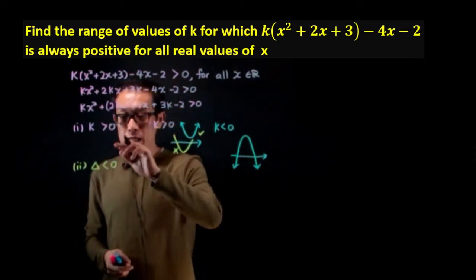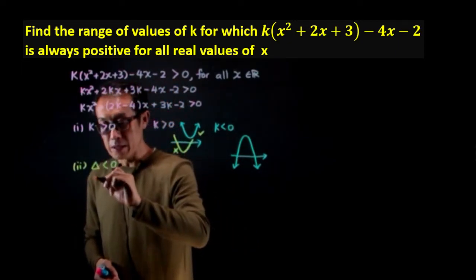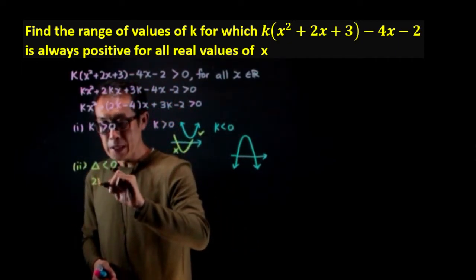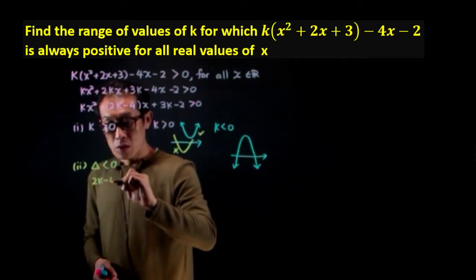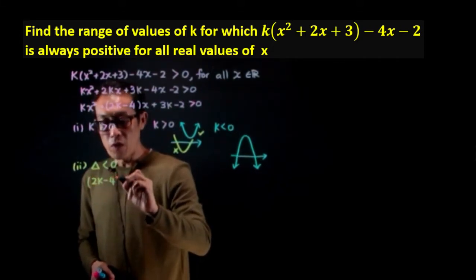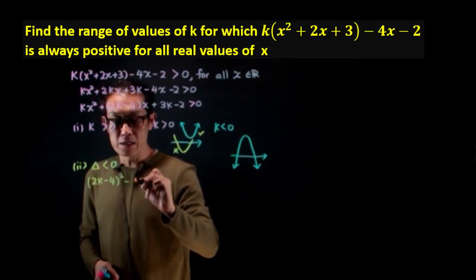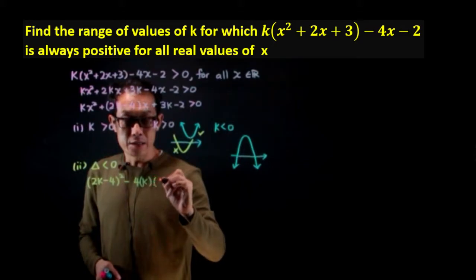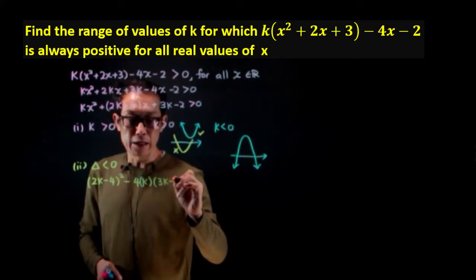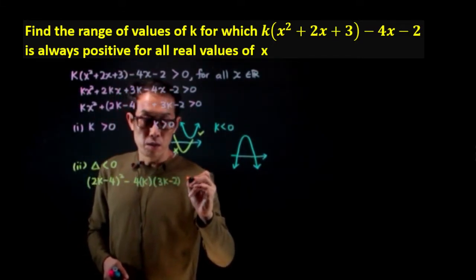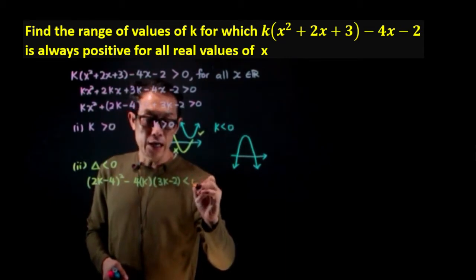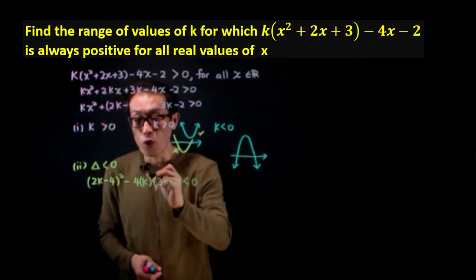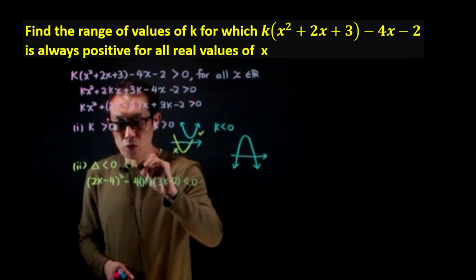So, let's work out what is the discriminant. So, b squared minus 4ac: (2k minus 4) squared minus 4, a is k, c is 3k minus 2, must always be less than 0. So this is for no roots.